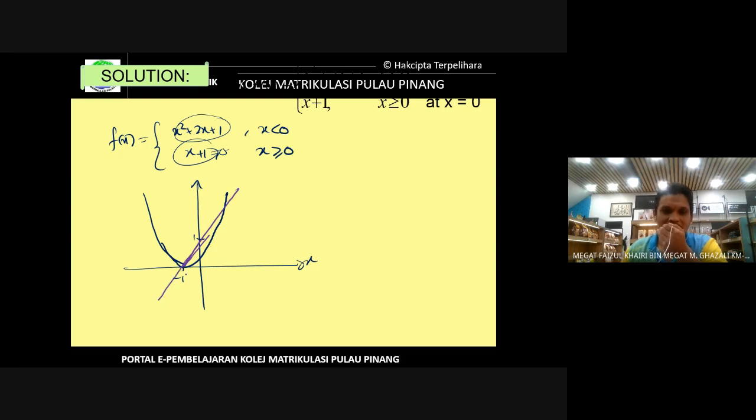By the way, class, the domain of this function for x squared plus 2x plus 1, the domain is less than 0. So this is 0, less than 0, and greater than 0. Less than 0 is for x squared plus 2x plus 1, meaning that the graph is just on left side here. And for this one, x greater than 0 for x plus 1 here.